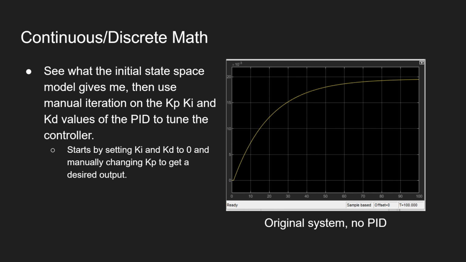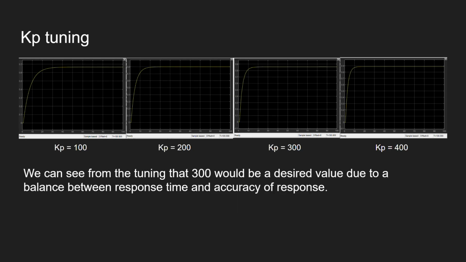Right here we can actually see the original system with no PID. And we can see that this is a step input value of 1, and we can see that this system is definitely not good as is and needs a PID controller to actually complete the system.